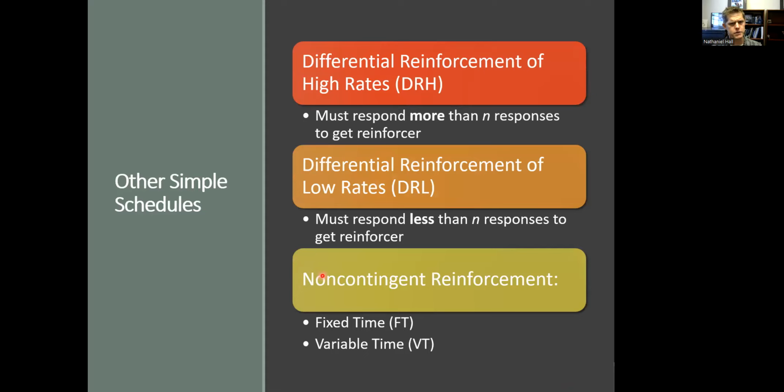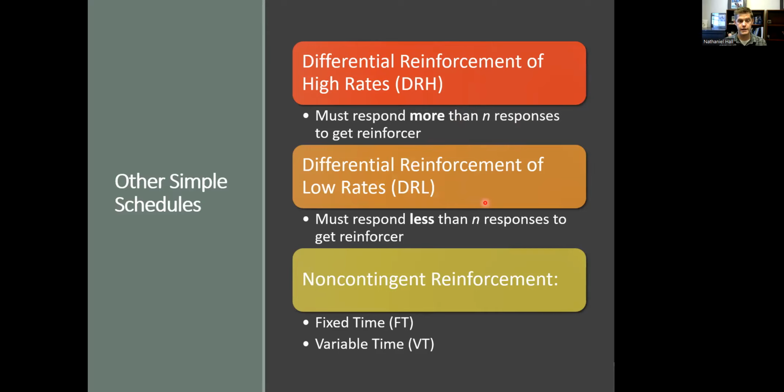There are other kinds of schedules of reinforcement that are relatively simple. They're what we call a differential reinforcement of a high rate. So this is where you must respond more than n responses to get a reinforcer for a period of time, meaning that you just got to respond a lot really, really fast. And you can do the opposite. You can have differential reinforcement of low rates, where over a period of time, you just can't respond more than n number of times. And then another is what we call non-contingent reinforcement.